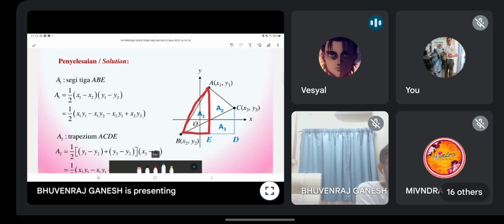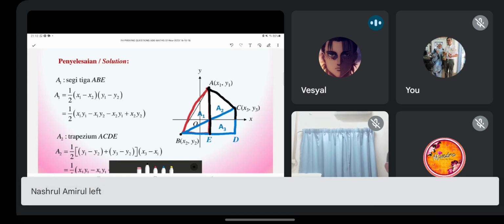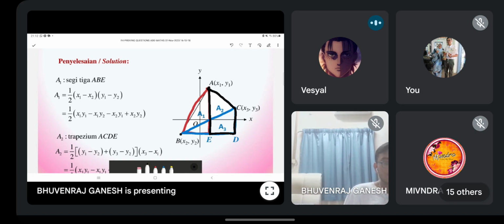The second triangle you must make is BCD. That's your second area, A2. And your third shape is actually a parallelogram, I think. Oh no, sorry, trapezium. Your trapezium is ACDE and has an area of, let's say A3. So we have A1, A2, and A3.